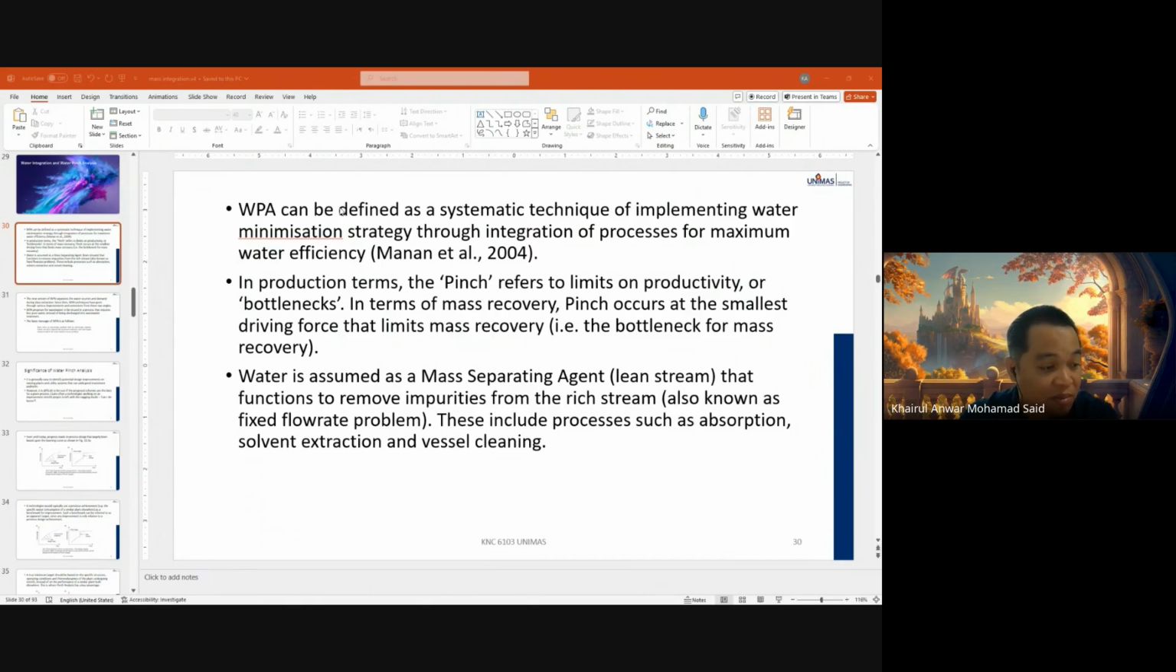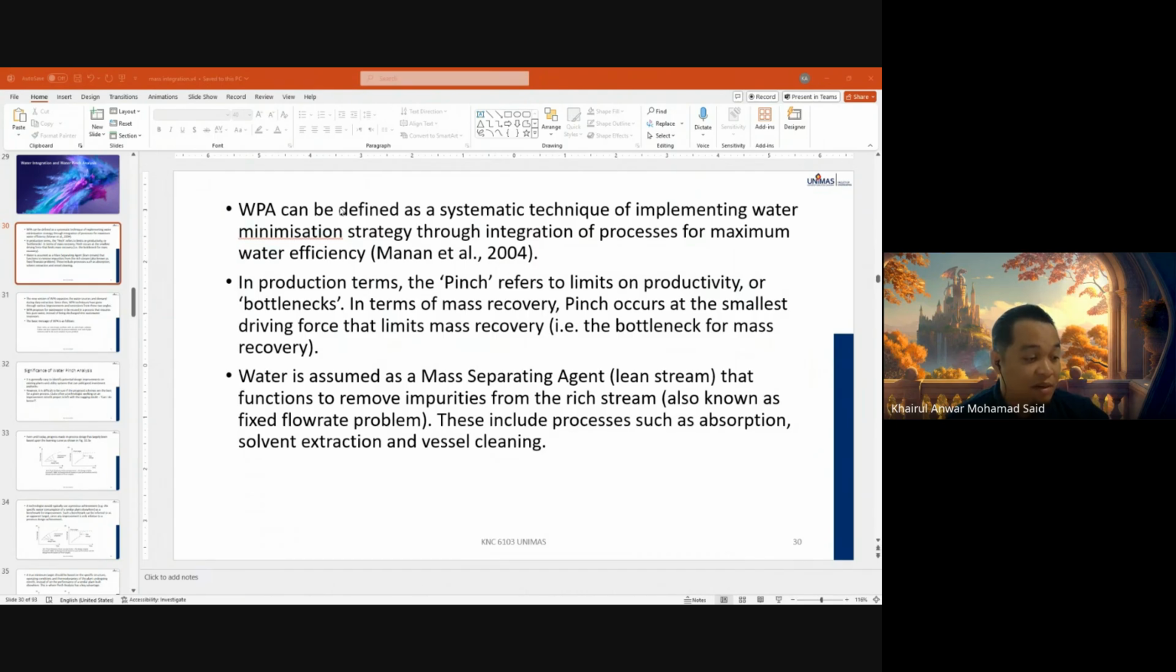Because we assume that the flow rate of water entering that operation is equal to the flow rate of water leaving, we can call this a fixed flow rate problem. This includes the classic mass transfer based operations like vessel cleaning, gas scrubbing, and solvent extraction.